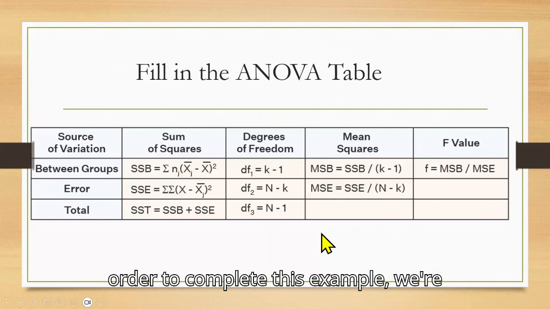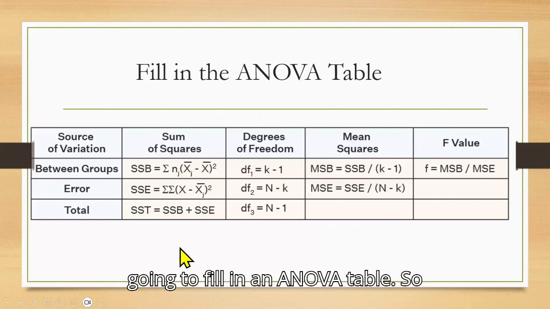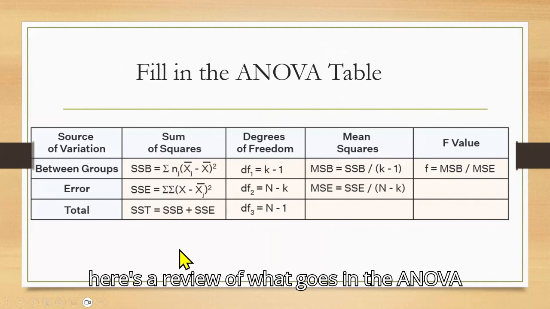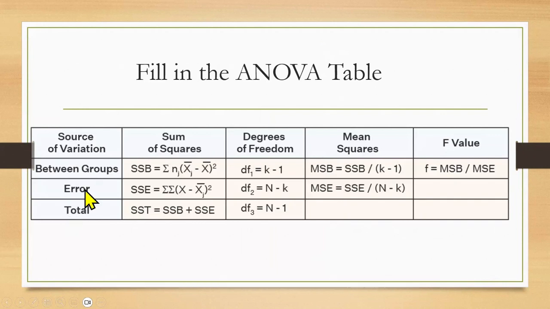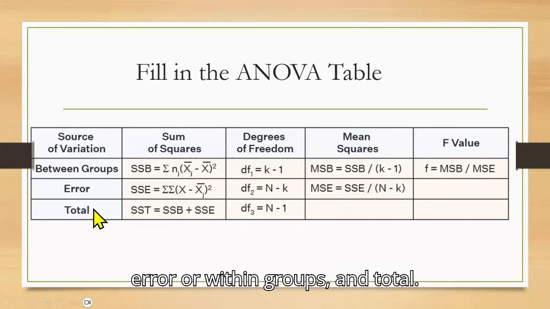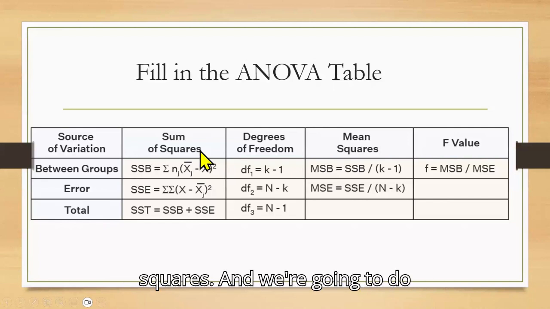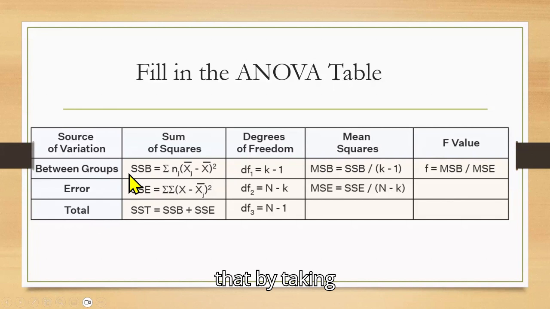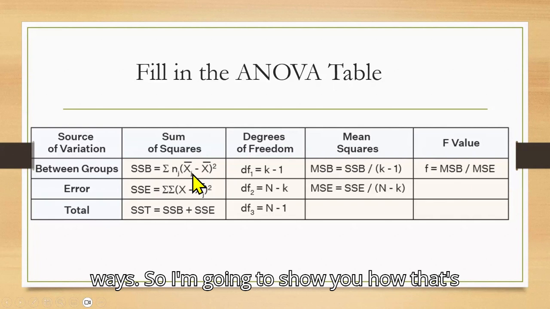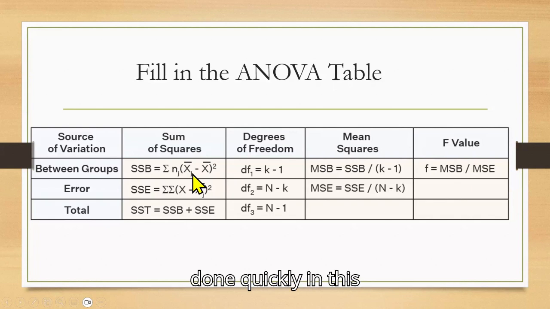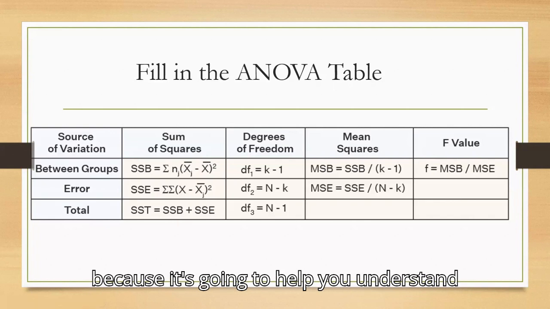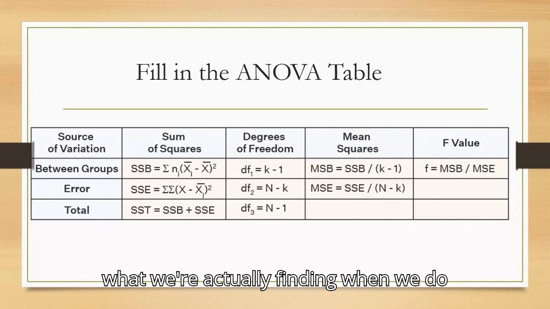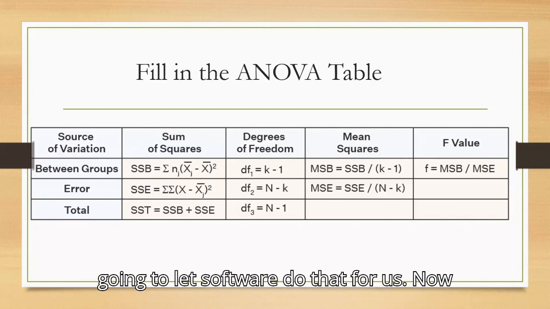All right, so in order to complete this example, we're going to fill in an ANOVA table. So here's a review of what goes in the ANOVA table. We have the 3 different sources of variation: between groups, error, or within groups, and total. We're going to first find the sum of the squares, and we're going to do that by taking deviations in different ways. So I'm going to show you how that's done quickly in this example. And I encourage you to follow through and do the calculations because it's going to help you understand what we're actually finding when we do this whole ANOVA. But normally we're going to let software do that for us.